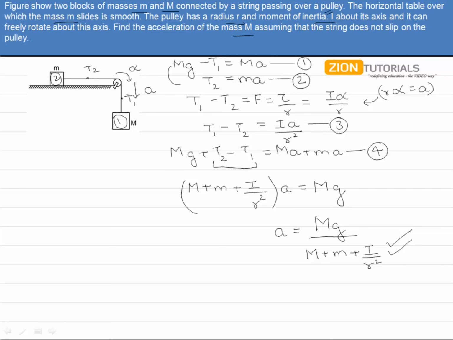Now here we took T1 and T2, that is the tensions, to be different in both the parts of the string, but obviously acceleration cannot be different because these are inextensible strings. So acceleration has to be the same for both the blocks.